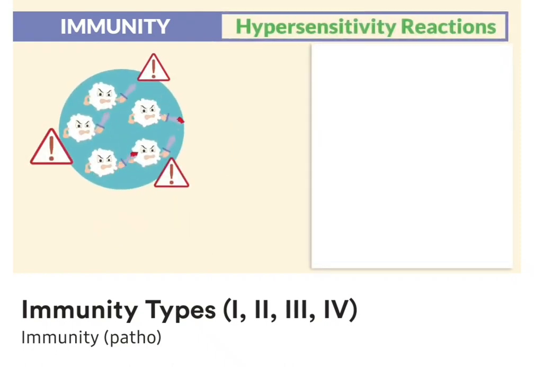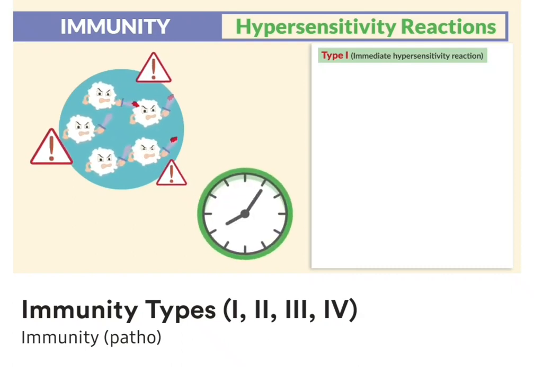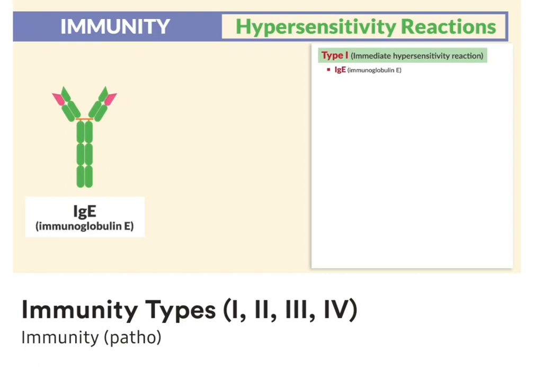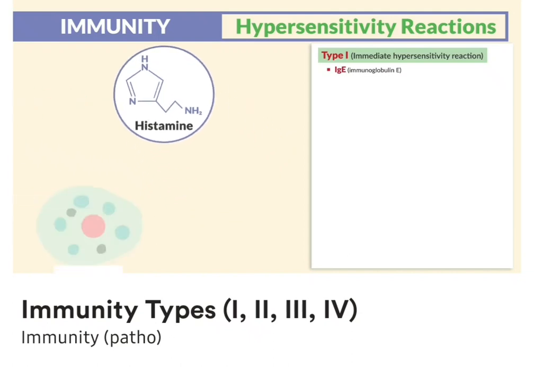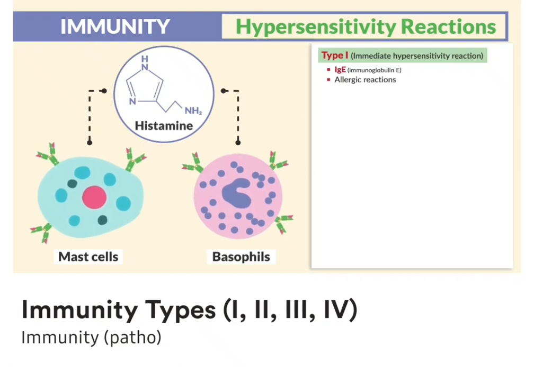Okay, now for hypersensitive reactions. There are 4 main different types. So for type 1, this is an immediate hypersensitive reaction, basically a reaction within minutes. So IgE, immunoglobulin E, is a type of antibody that mediates the release of a histamine and other mediators from mast cells and basophils. It's basically an allergic response.